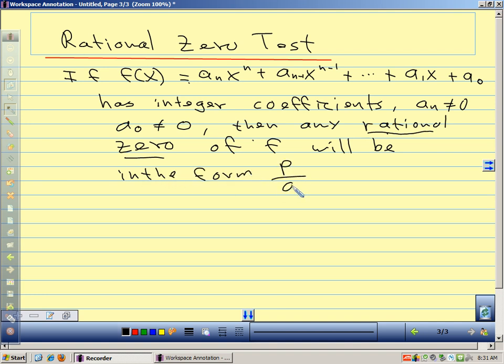p over q, and let's remember what a rational number is before we go on. A rational number is a fraction of integers. So p is going to be a whole number, negative 1, negative 2, negative 3, 1, 2, 3, and q is going to be a whole number. So if we have a rational 0, if a solution to this polynomial is a rational fraction, so it's not a decimal that repeats forever, it's some nice fraction that's made up of integer on the top and integer on the bottom.